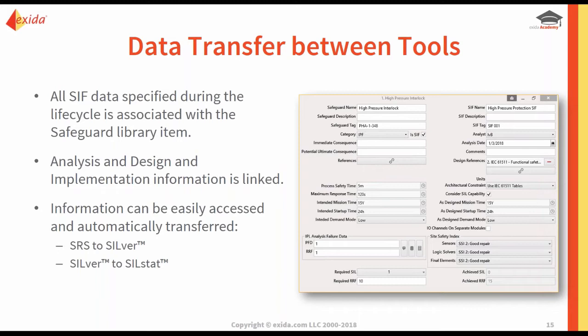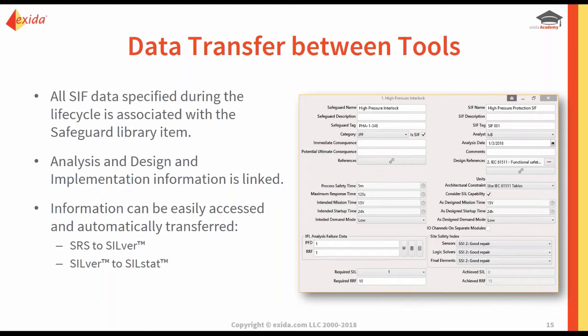Version 4 Silver allows you to specify if you want your input-output channels on separate modules for the SIF. So that's that checkbox there. Then you have your site safety index information, and finally your achieved SIL and achieved RRF. So all of this information is in the library. What you're looking at here is not all in the Silver module, but in the library you can take a look at your analysis versus design information.